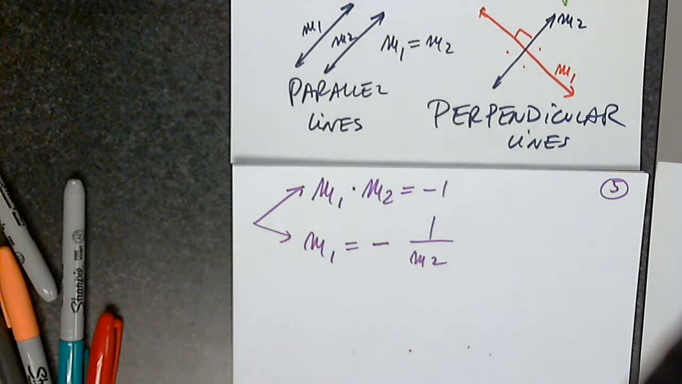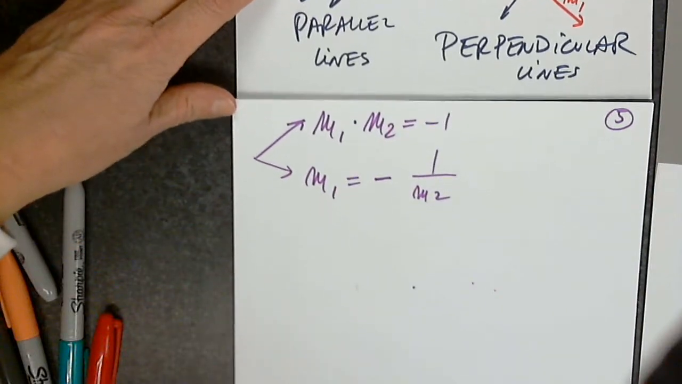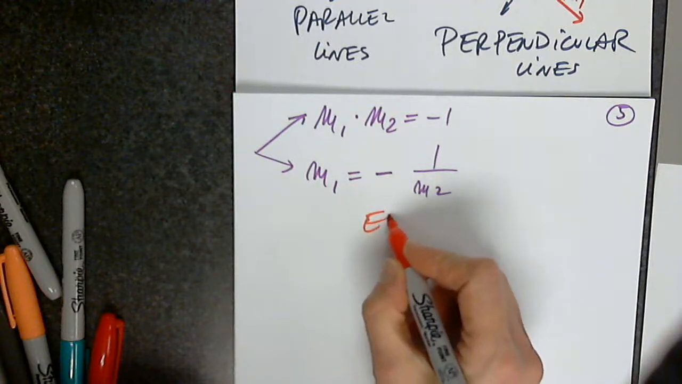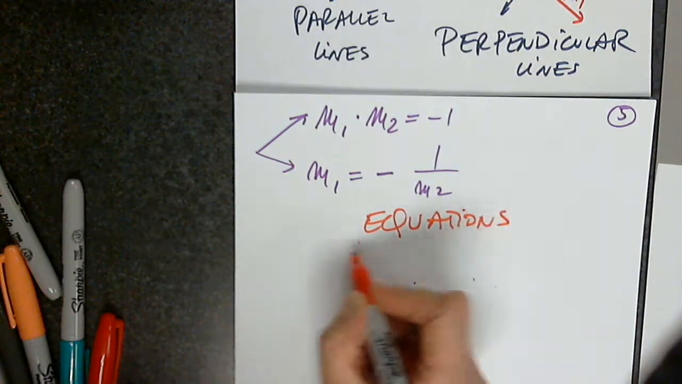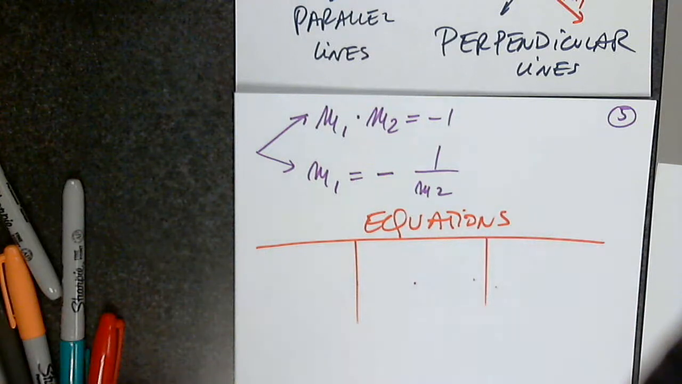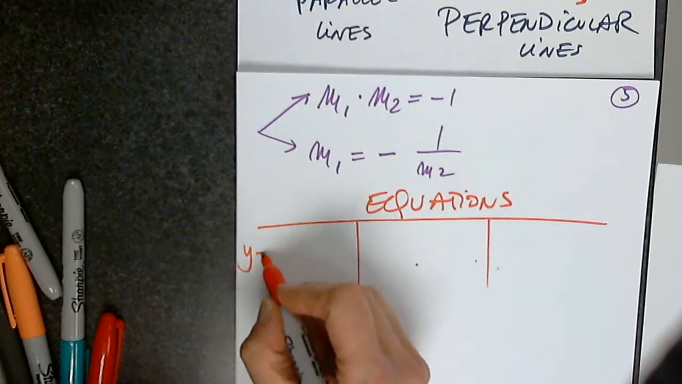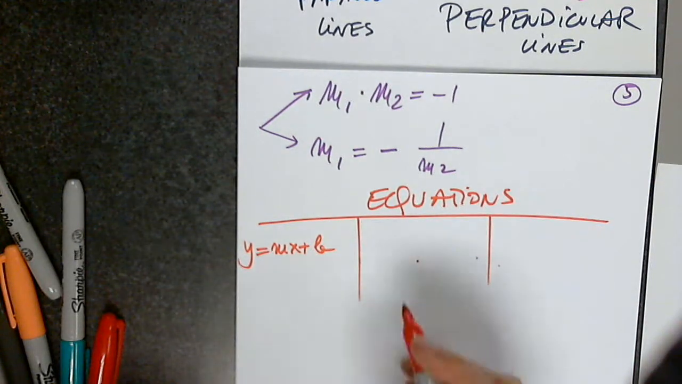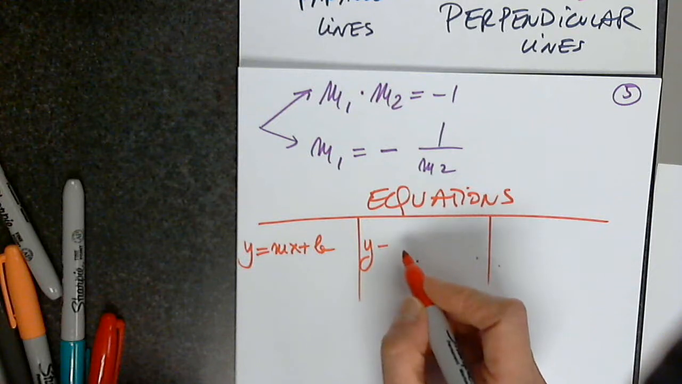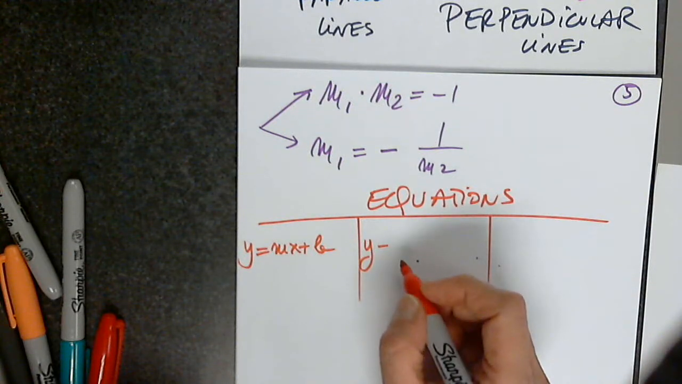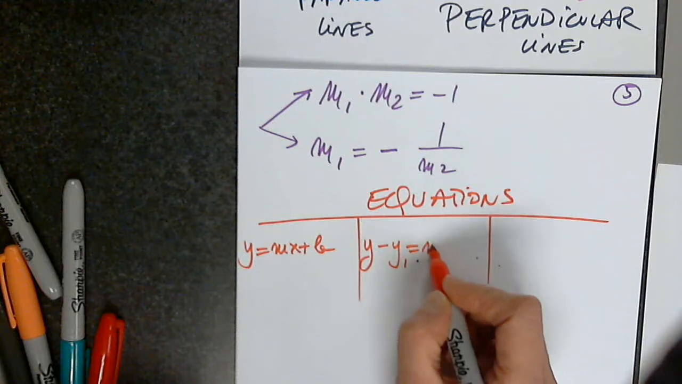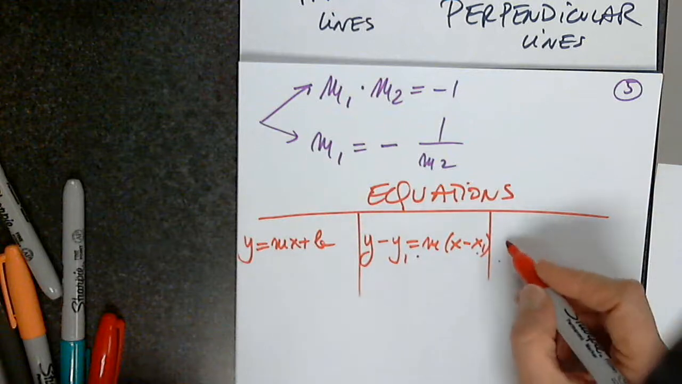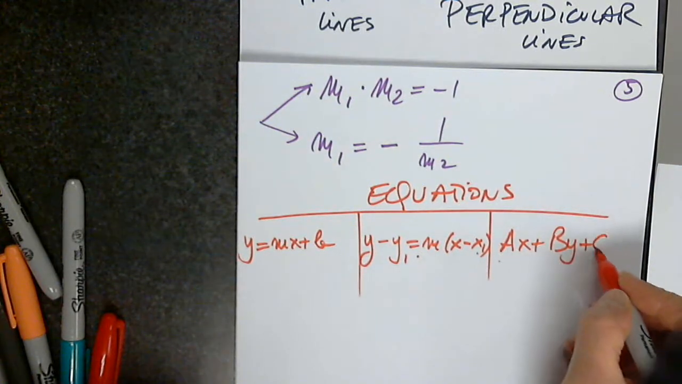Now we also have 2 equations. You can say 3, but one of them is not useful. But we can say 3 types of equations. One of them is y equals mx plus b. The other one, y minus y1 equals the slope times x minus x1. And the other one that is not useful is ax plus by plus c equals 0.